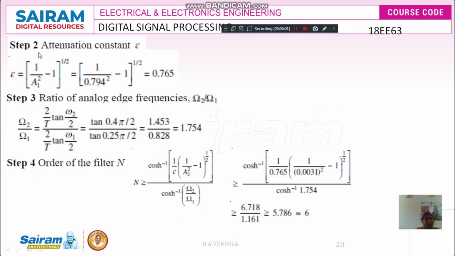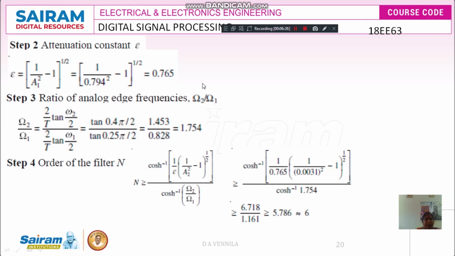So the attenuation factor we need to calculate next. To find the attenuation factor, you can use either A1 or A2, that is pass band gain or stop band gain. So epsilon equal to square root of 1 by A1 square minus 1. A1 we have already calculated, the value is 0.794, so square root of 1 by 0.794 square minus 1. So the attenuation factor will be 0.765.